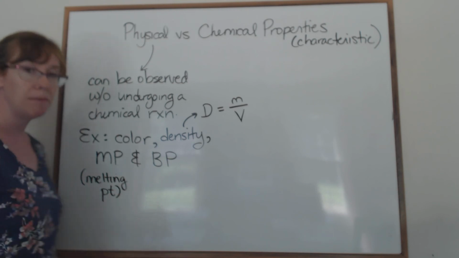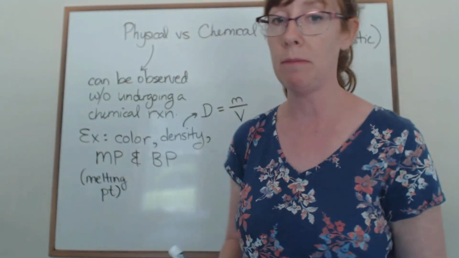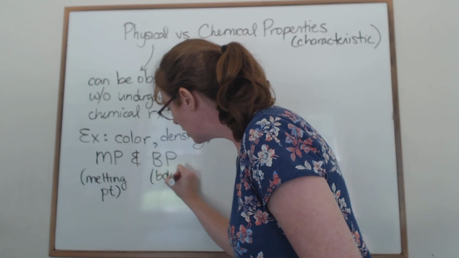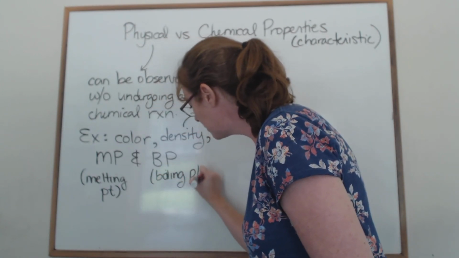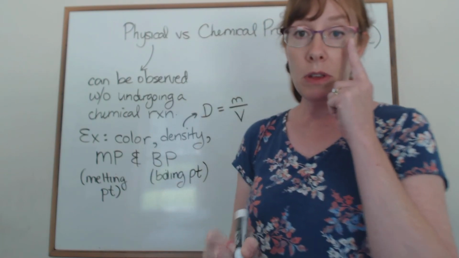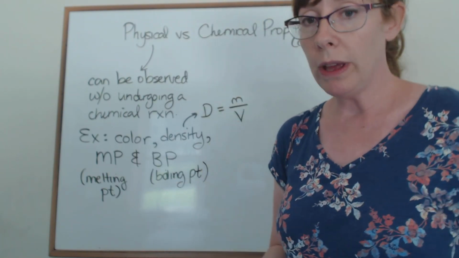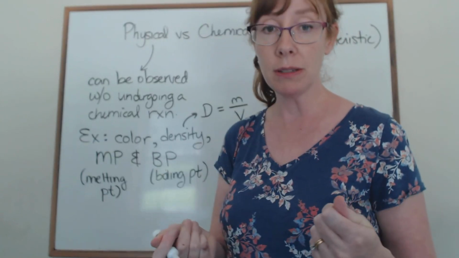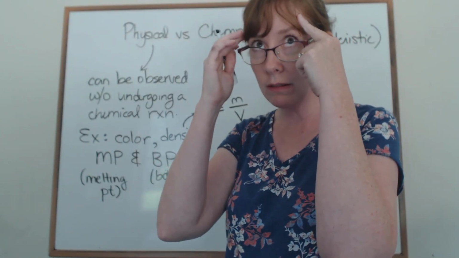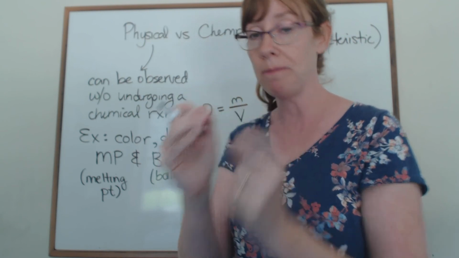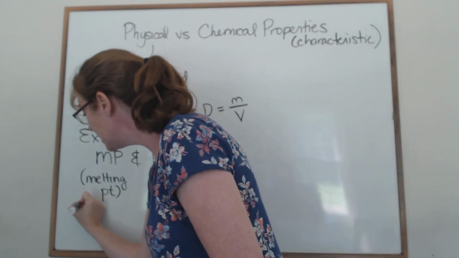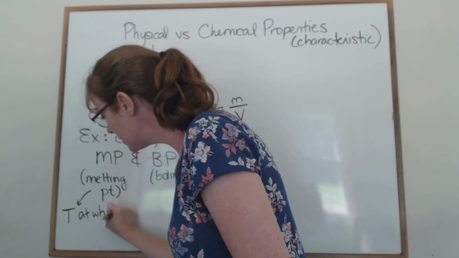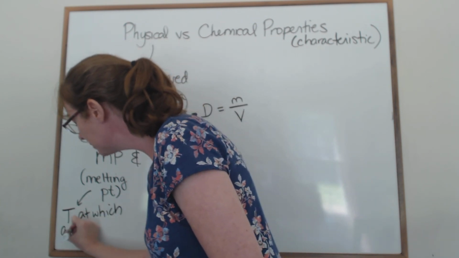And you guessed it, BP meaning boiling point. Let's just review this real quick, or maybe introduce it real quick. So melting point, by the way, points are temperatures. When you hear melting point, you should think it's talking about a temperature. A melting point is the temperature at which a substance melts.